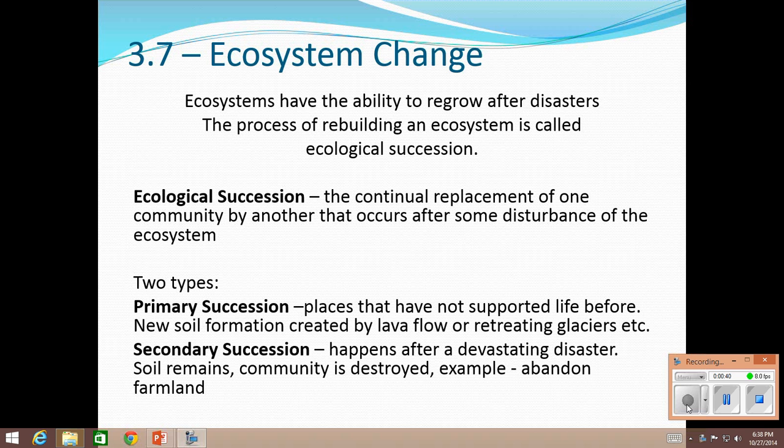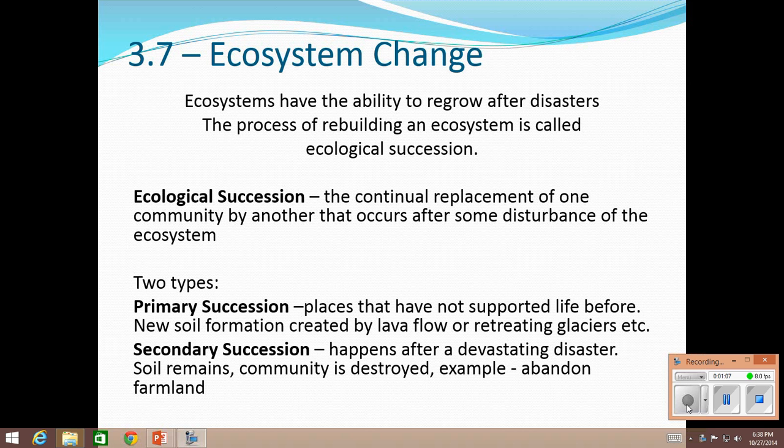There's primary and then there's secondary. Primary succession is when there's new soil formed or where it's not supported life before. So this could be created by like a lava flow or a retreating glacier. Then secondary succession happens after a devastating disaster of some sort, where the soil will remain, but the community that was living on that soil is destroyed.